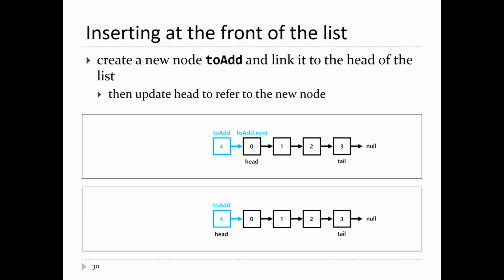Okay, so to add a new element to the front of this list of size 4, what you're going to do is make a new node. So there's my new node. You're going to hook it up to the current front, the head of the list. And then you're going to adjust the head of the list so that it refers to the new node, and then add 1 to the size of the list.